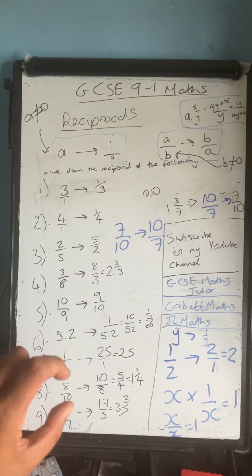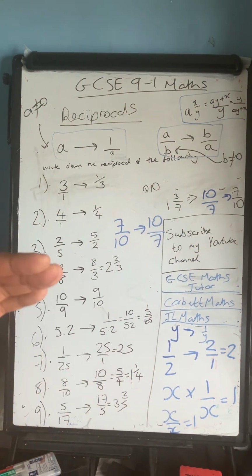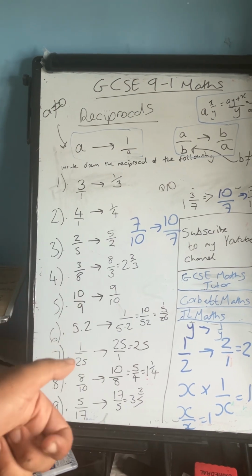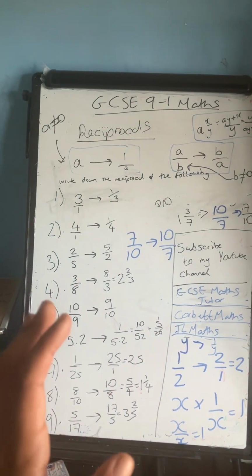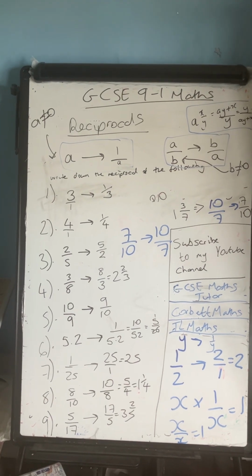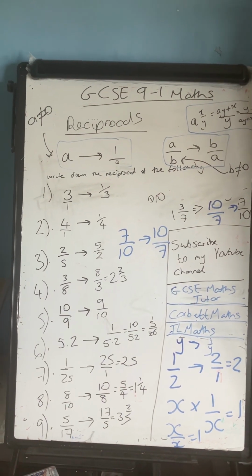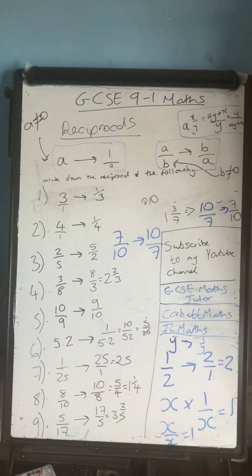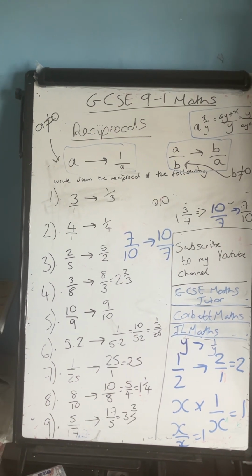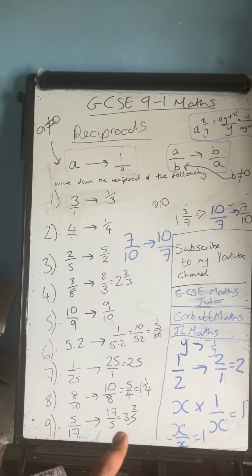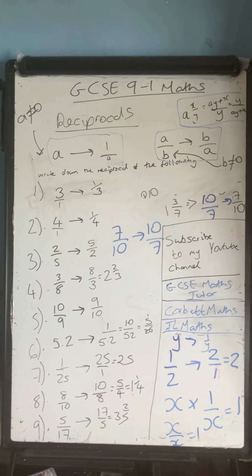Just to be clear, the reciprocal of 1 over a number goes to the whole number, and then the reciprocal of a whole number goes to a fraction, if that makes sense. Question number 8, 8/10 goes to 10 over 8, which is 5/4, which is 1 1/4. 5/17 goes to 17 over 5, or 3 2/5.